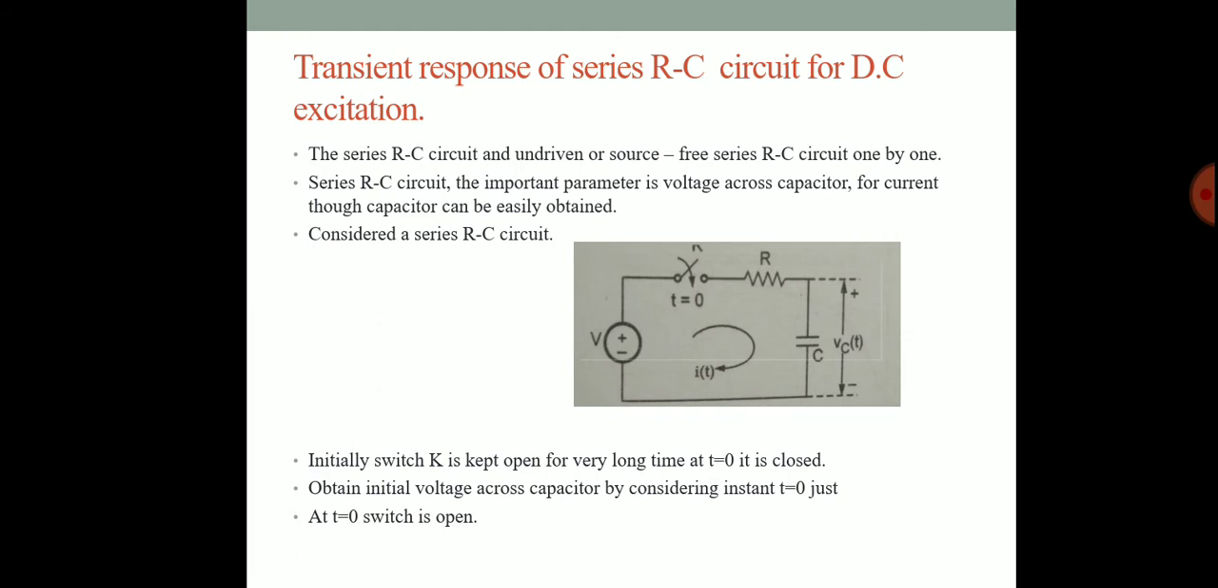Now consider the series circuit shown in the figure. Initially switch K is kept open for a very long time. At t equal to 0, it is closed.